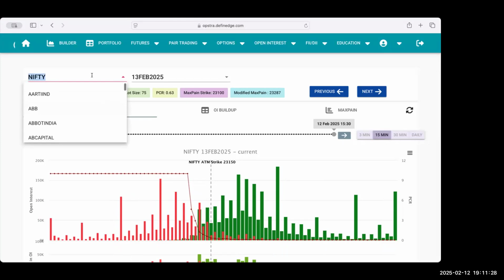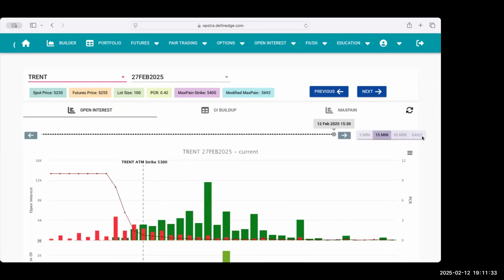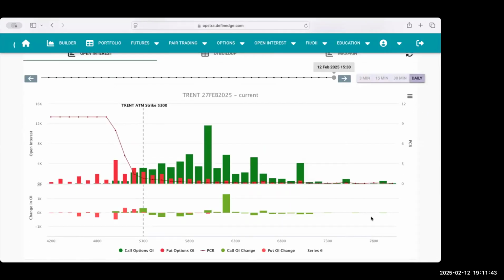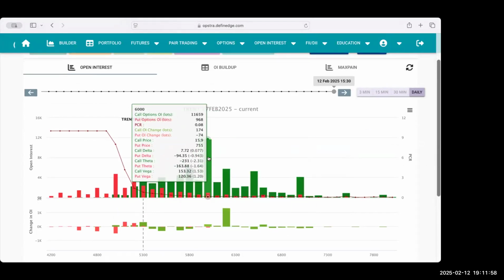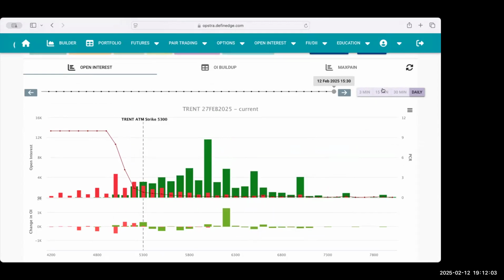Let's see some stock. Let's see a trend for a change. We will see maybe a daily time frame. Look at this trend. Can anybody tell me, looking at this, what can happen tomorrow? You don't need to be right or wrong, it's okay. Downtrend. Downtrend, correct? Heavy call writers are sitting here.